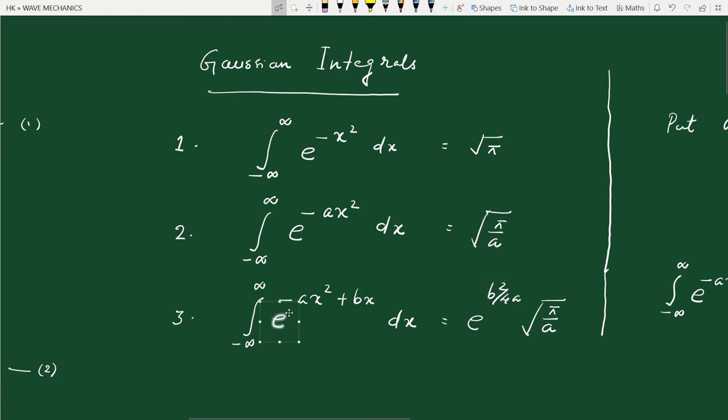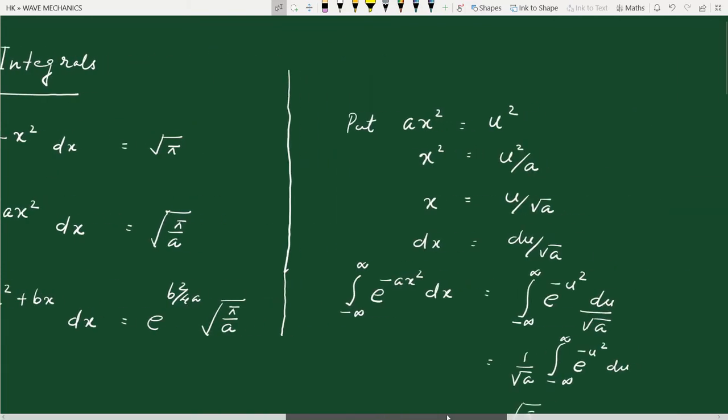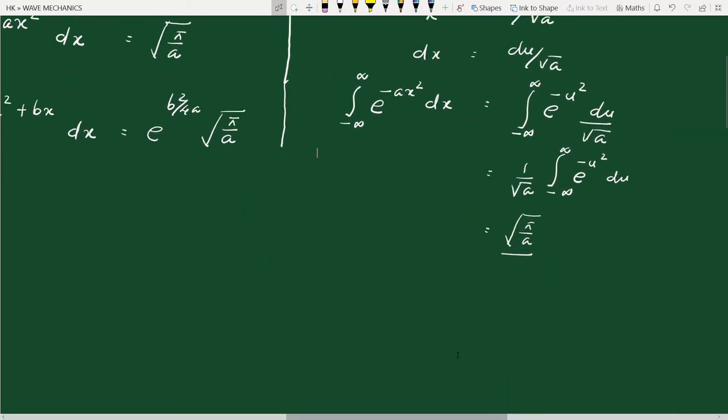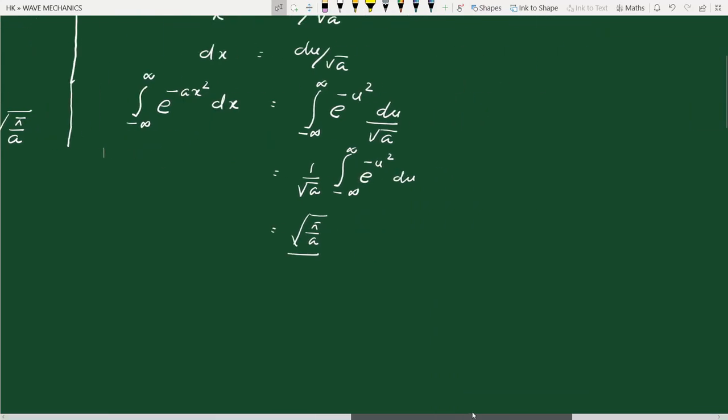When you have a Gaussian function in the integrand as well as another exponential e raised to bx, then you can combine them and you can establish this result. Let us quickly see how we can do this. Again, I am doing it on the right side. Let me show it here.